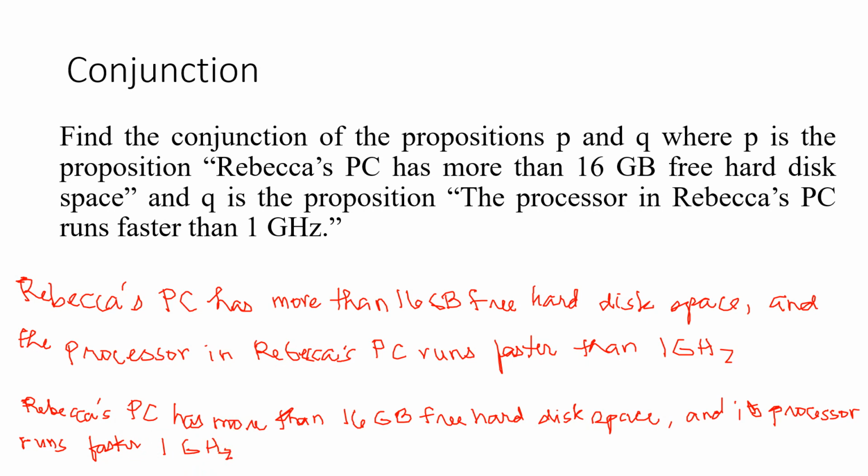So this is much simpler. Rebecca's PC has more than 16 gig free hard disk space, and its processor runs faster than 1 gigahertz. So these two statements are the same. They are a conjunction of two propositions. Okay, so let's have another.